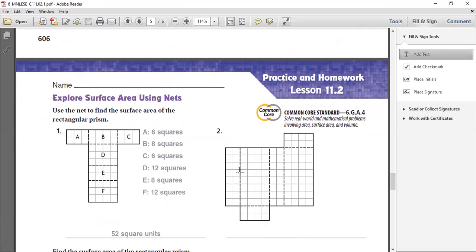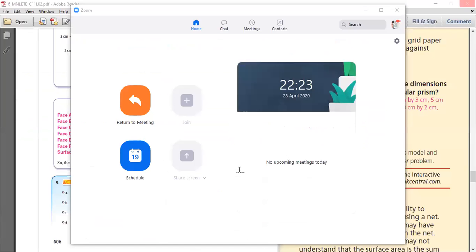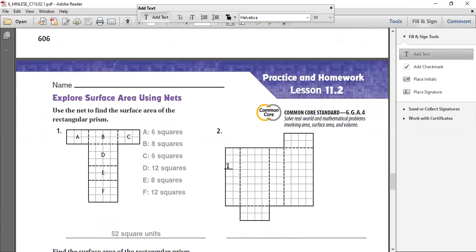Yesterday I also guided you on how to do these homeworks. I had already named these rectangles. I think I named them A, B, C, D, E, and F, the same way. Here they just wanted you to count the number of squares. So let's count and check how many squares are in A, meaning the area of A.